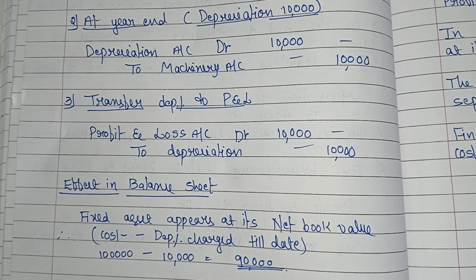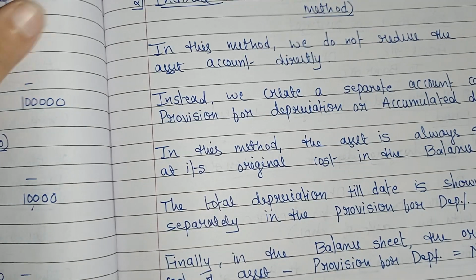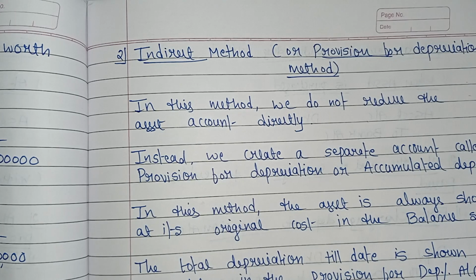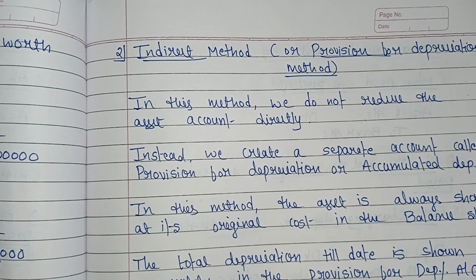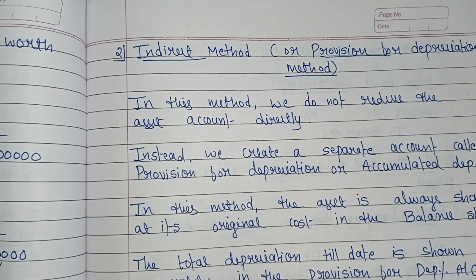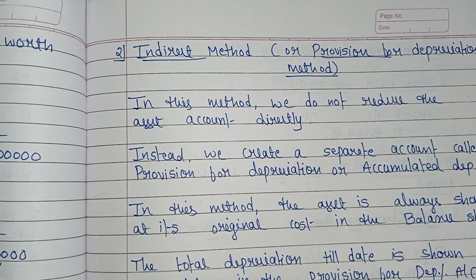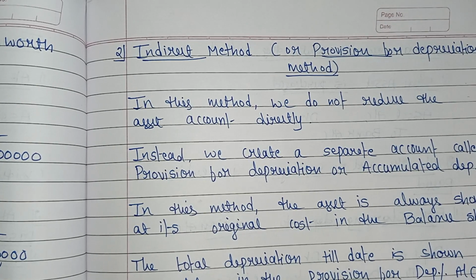In this way we need to calculate the depreciation under the direct method. Next we will discuss the indirect method, or provision for depreciation method. Clear? So first let's see what is provision for depreciation.